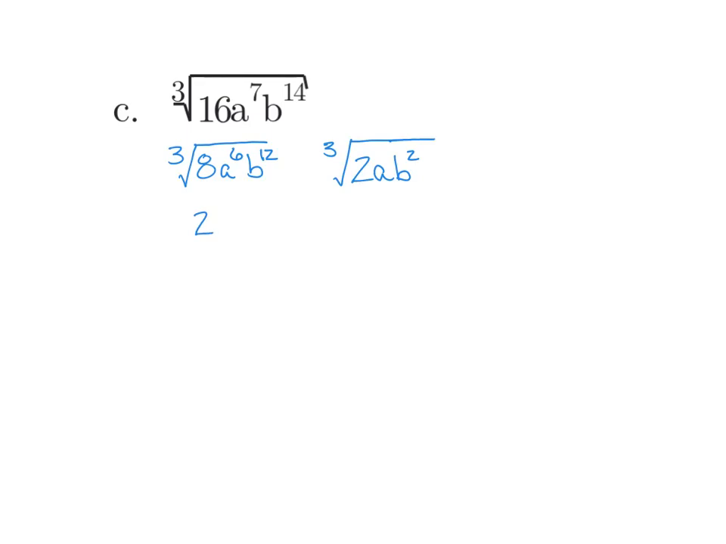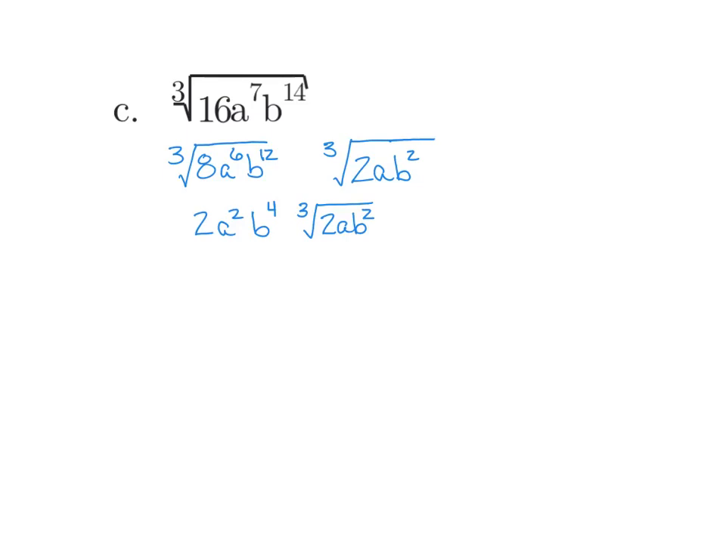If I take the cube root of a to the 6th, when we talk about cube roots, we're going to divide by the index. 6 divided by 3 is a squared. 12 divided by 3 is 4, so we get 2, or b to the 4th. And then we keep all of our leftover stuff inside the cube root. So we get 2a squared b to the 4th, cube root of 2ab squared.